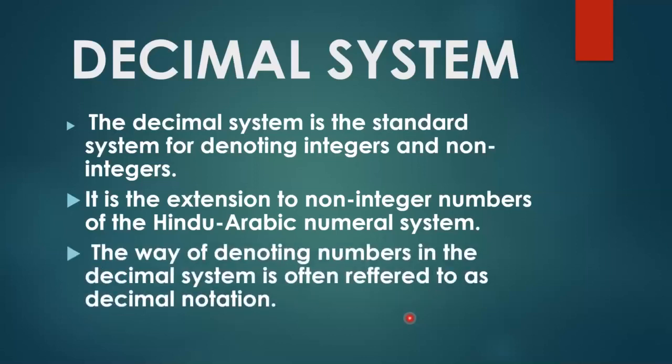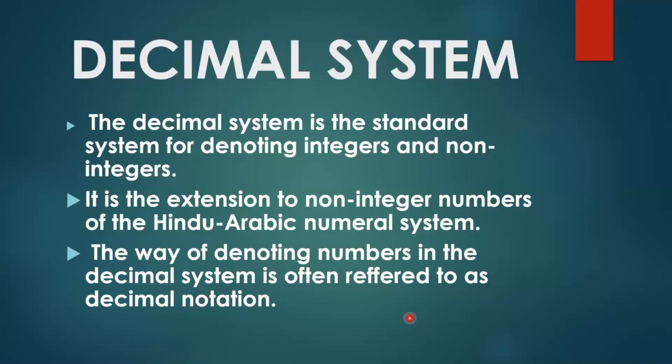The way of denoting numbers in the decimal system is often referred to as decimal notation. You can notice a decimal number easily. How? Because there exists a decimal notation. And what does decimal notation mean? Like a point.